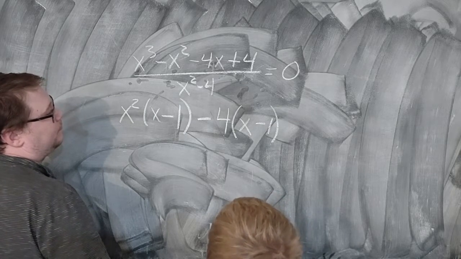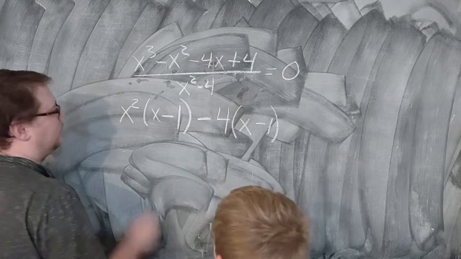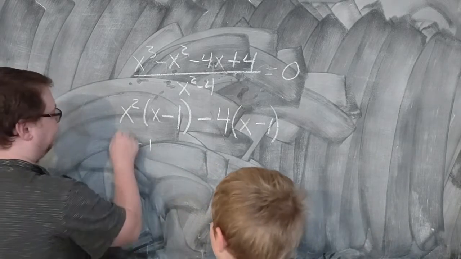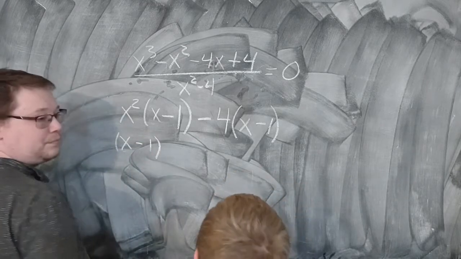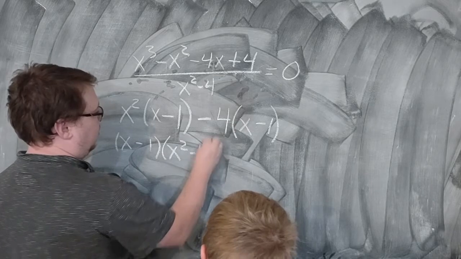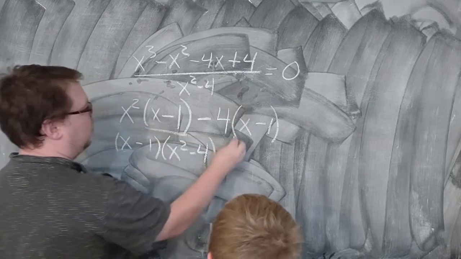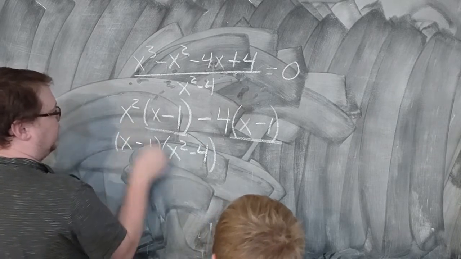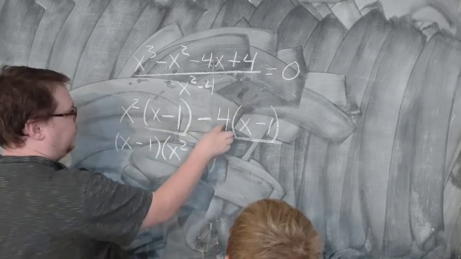Now what? Oh. X minus 1. What about it? Put it in parentheses. X squared minus 4 is also... Yeah. Because the x minus 1 is in both parts, and we factored it out, we're left with x squared minus 4.